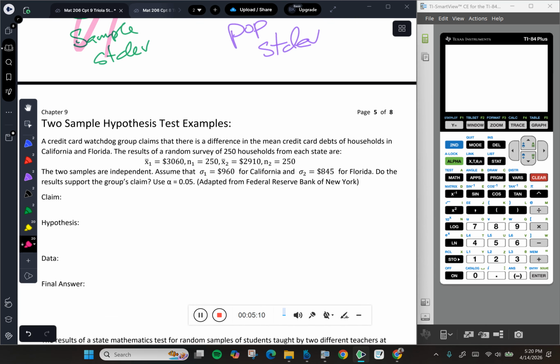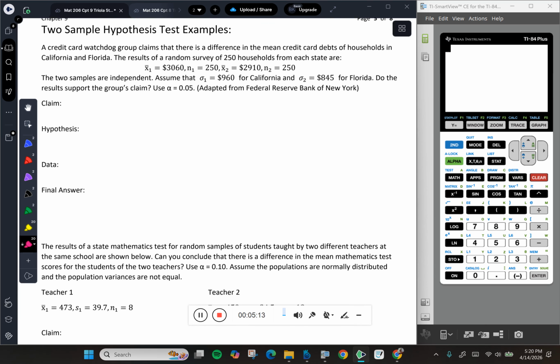Okay? Let's take a look at what this looks like and see if we can make some sense of it. Okay? A credit card watchdog group claims that there is a difference between the mean credit card debts of households in California and Florida. Okay? So right there, that is our claim, but it also defines our two groups. One of our groups is people from California, and the other group is people from Florida. Now, since I'm going to go with my standard here, California is mentioned first, I'm going to call that group 1, and I'm going to call Florida group 2.